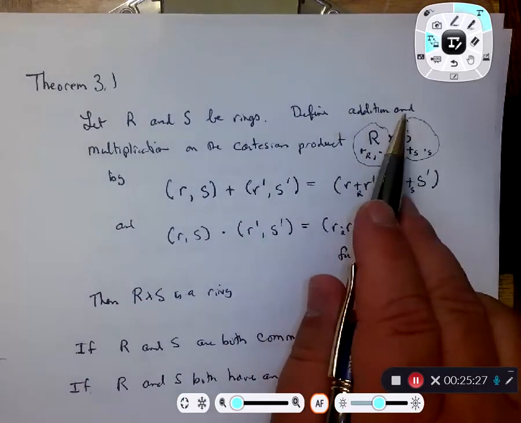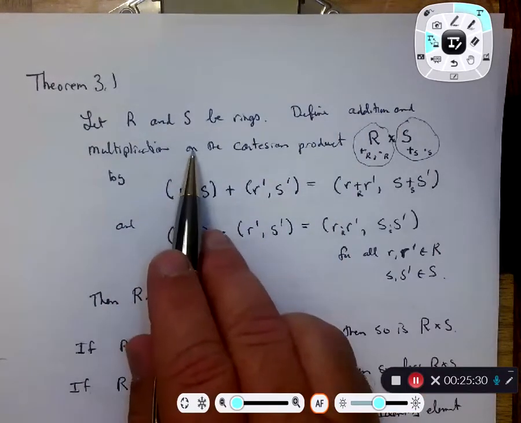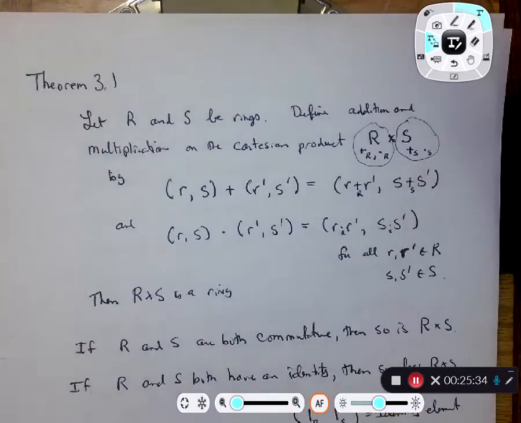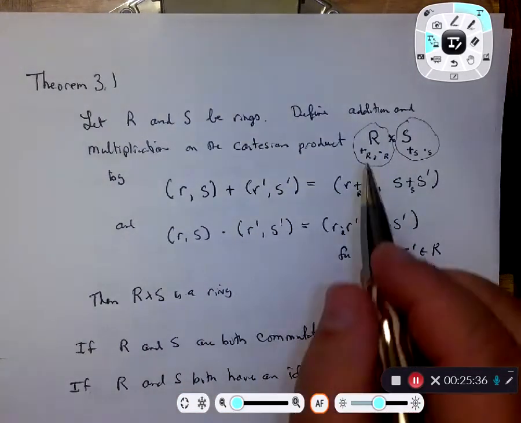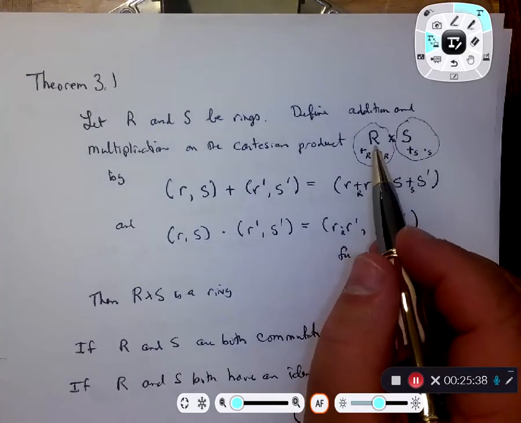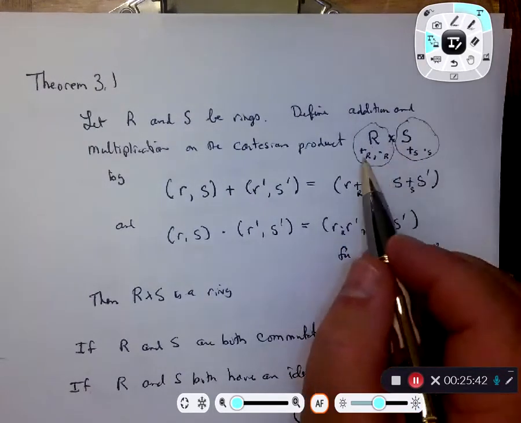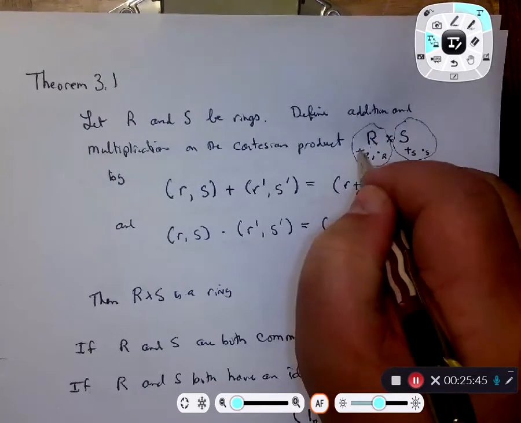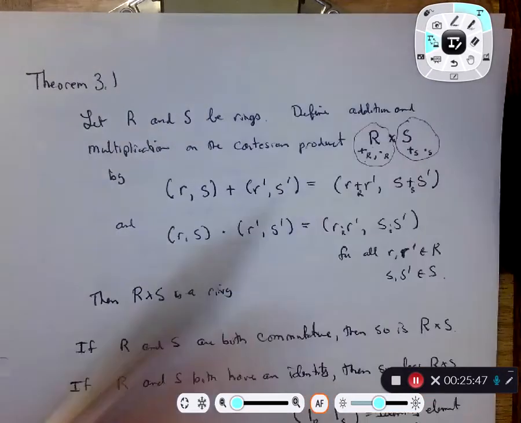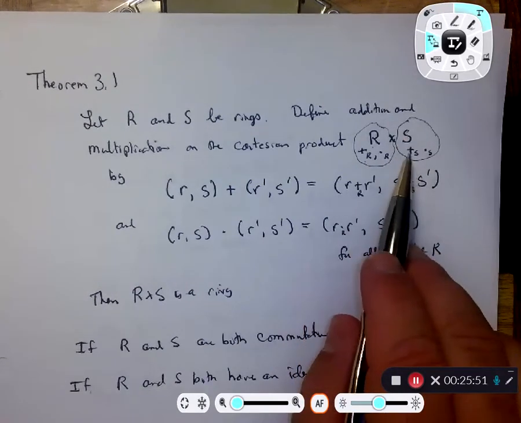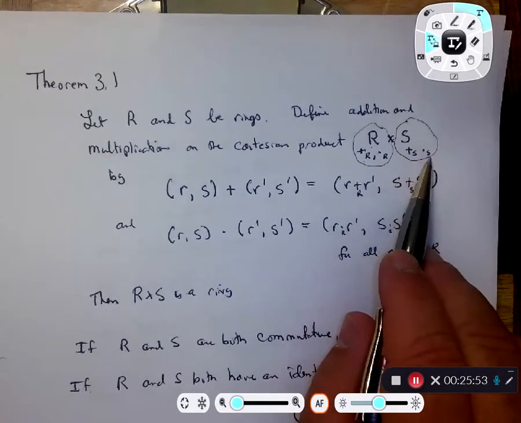Define an addition and multiplication on the Cartesian product, R cross S. I kind of drew this in here. I want you to focus on this. You've got two different kinds of rings here. You've got a ring R and you've got a ring S. So under ring R, you've got a way of adding in ring R, and you've got a way of multiplying in ring R. And you also have a different kind of ring, S. So there's a way of adding in ring S and a way of multiplying in ring S.